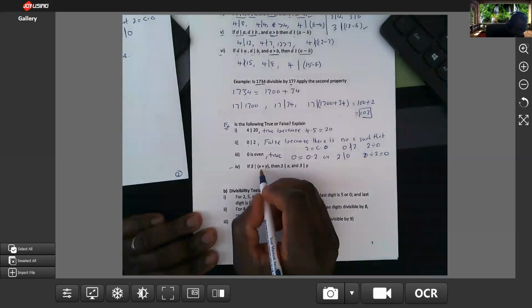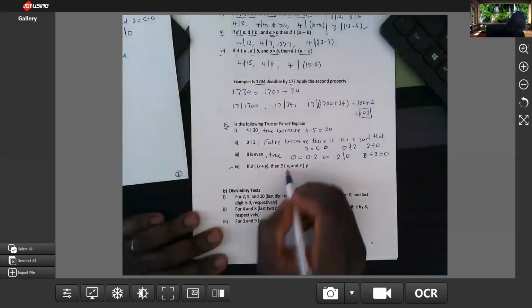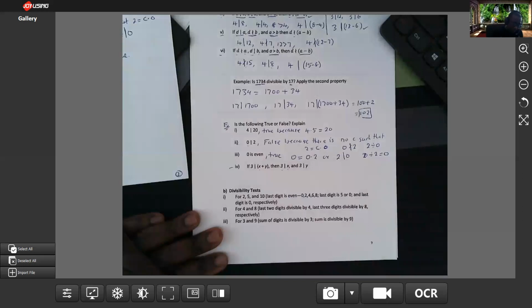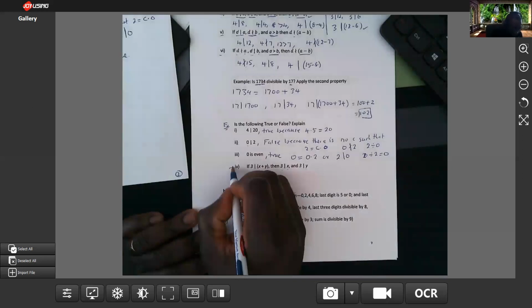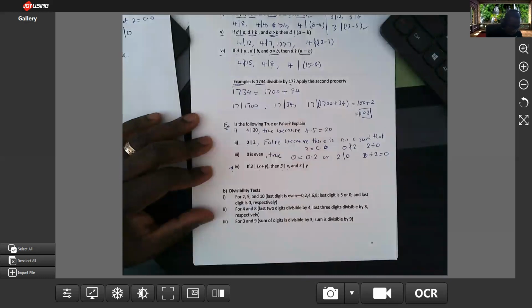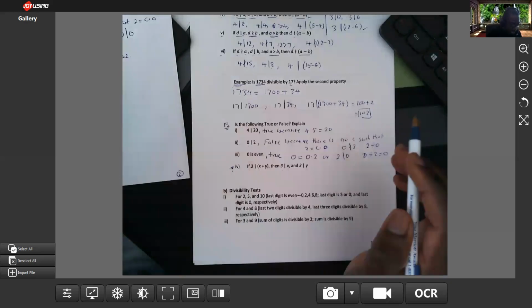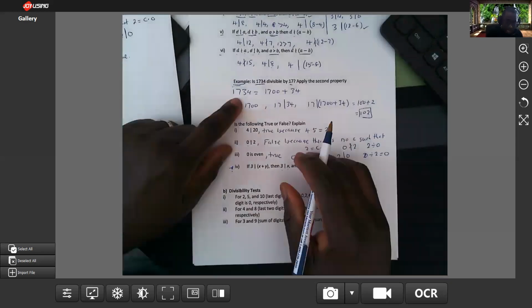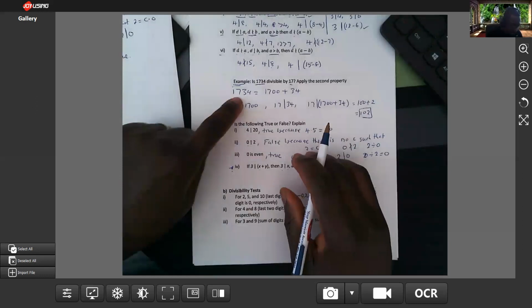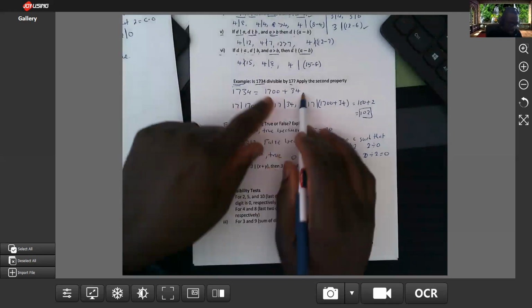So what about the fourth one? If 3 divides x plus y, then 3 divides x and 3 divides y. Now, I want you to compare this to the example that we just did. In that example, we found two addends that when you add them, you get our number 1734. So is this always true that if a number divides each of the addends, then it will divide their sum?